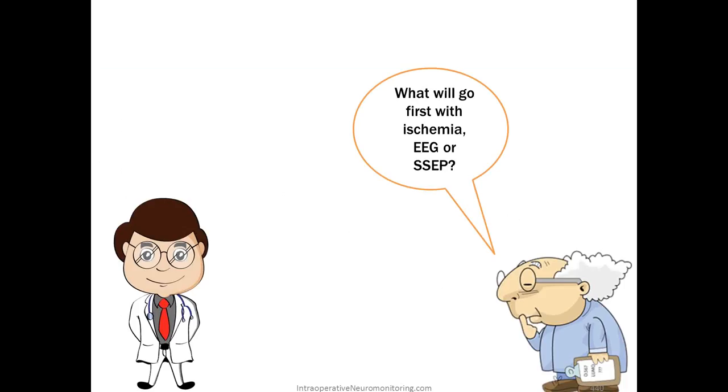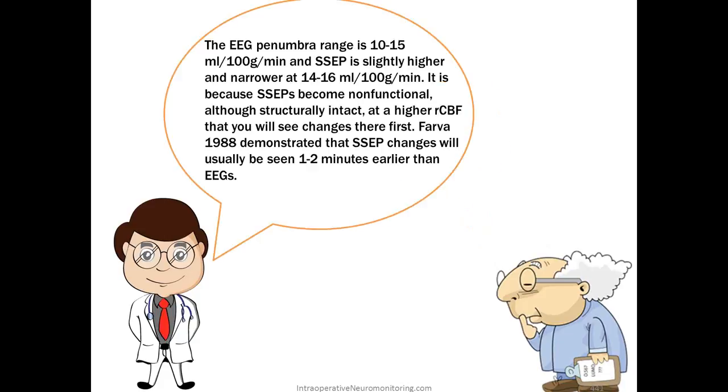focal changes. So what will go first with ischemia, EEGs or SSEPs? The EEG penumbra range is 10 to 15 milliliters per 100 grams per minute, and SSEPs are slightly higher and narrower at 14 to 16. It is because SSEPs become non-functional, although structurally intact, at higher regional cerebral blood flow that you will see changes there first. Farver's 1988 paper demonstrated that SSEP changes will usually be seen 1 to 2 minutes earlier than EEGs.